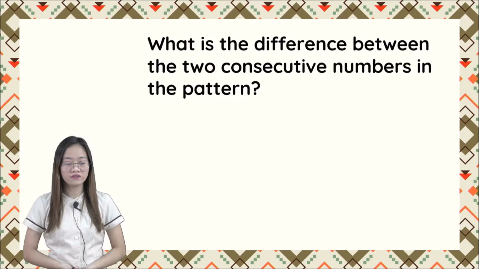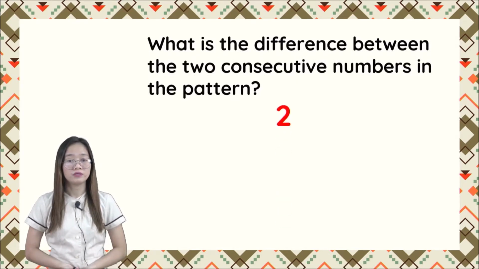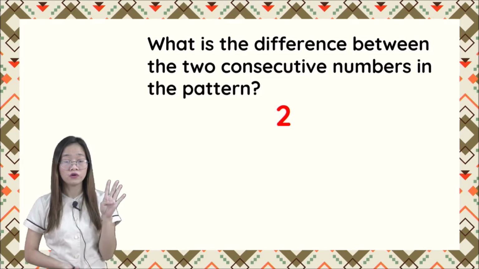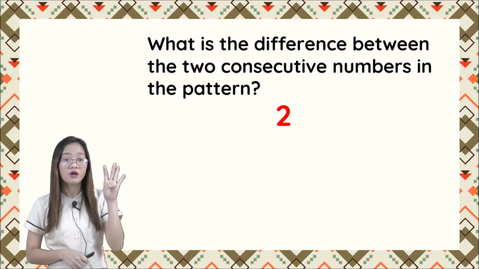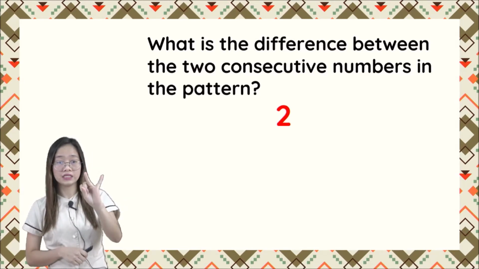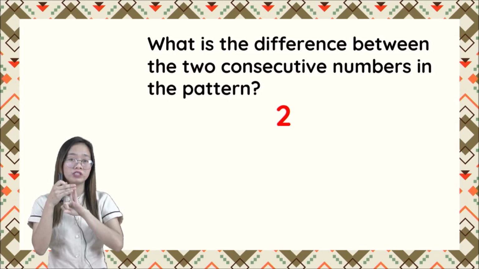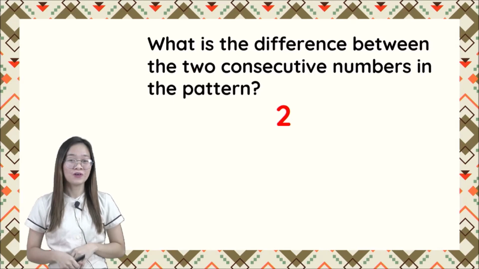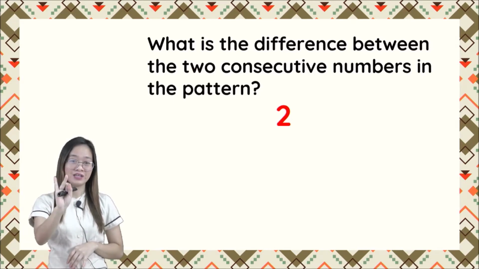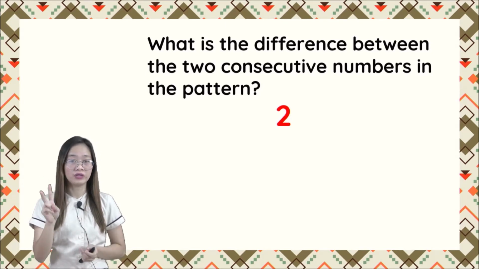Now, what is the difference between 2 consecutive numbers in the pattern? Isn't it 4 and then 6? Meaning 4, 5, 6. So the answer is 2. The difference between the 2 consecutive numbers, 4 and 6, is 2. So the answer is correct.